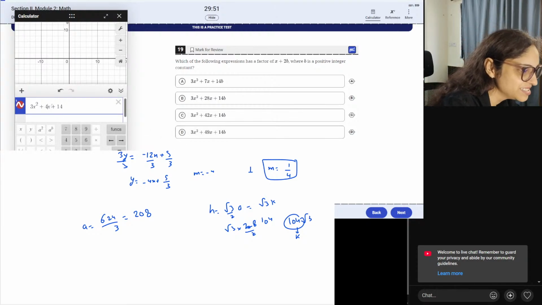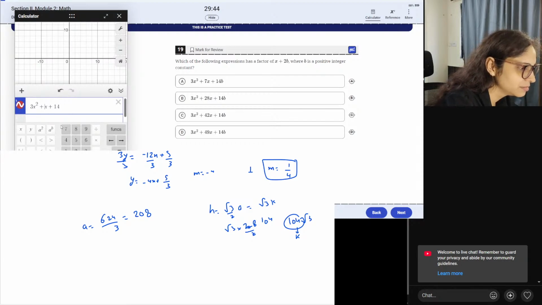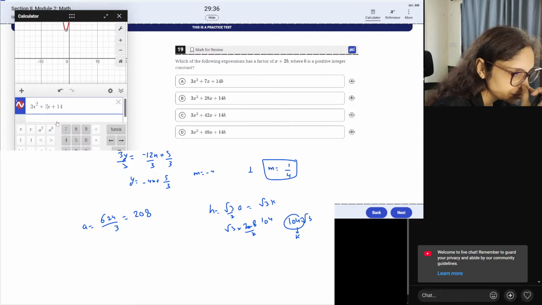How is it possible? If I take b is equal to 2, it will be 14 times 2.